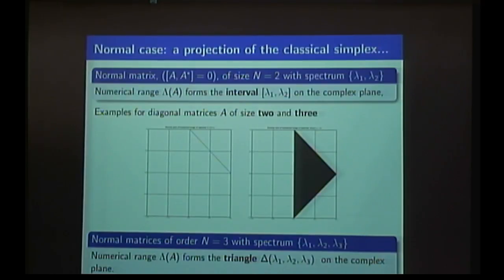For instance, some examples. If you take n equal to 2, a normal matrix with spectrum of two complex numbers, lambda 1, lambda 2, then this numerical range is just a segment from lambda 1 to lambda 2. If you have a matrix of size 3 with 3 eigenvalues, 1, 2, 3, the numerical range, the set of all possible expectation values, is just a triangle. Convex hull of 3 points is a triangle.